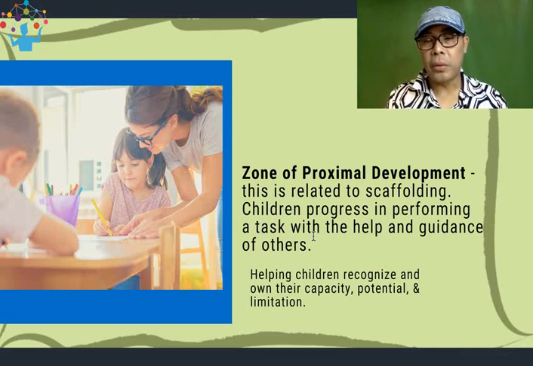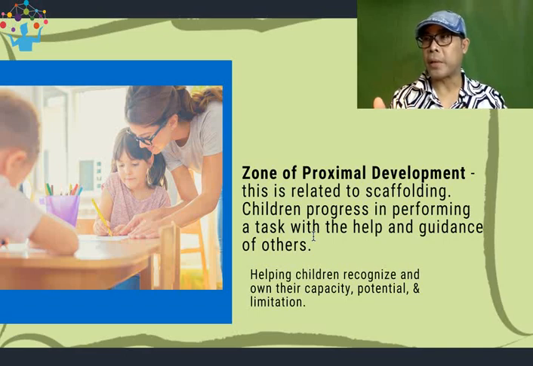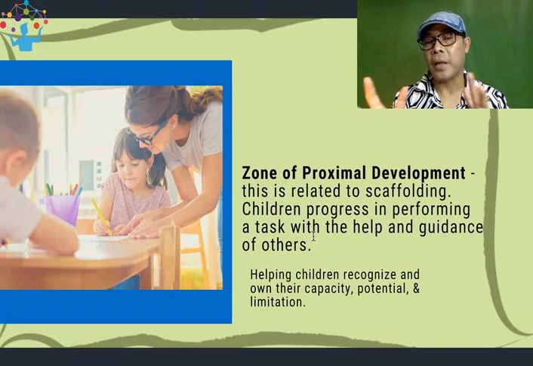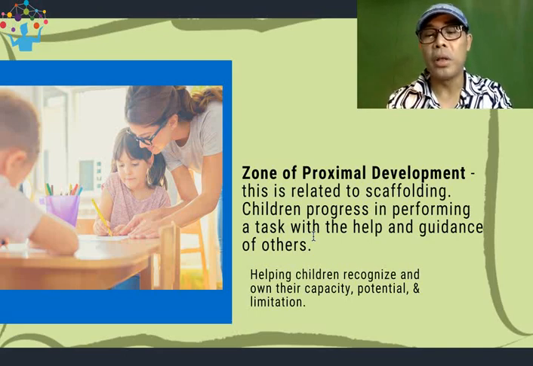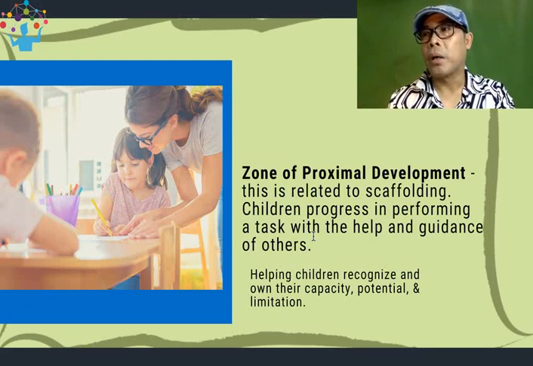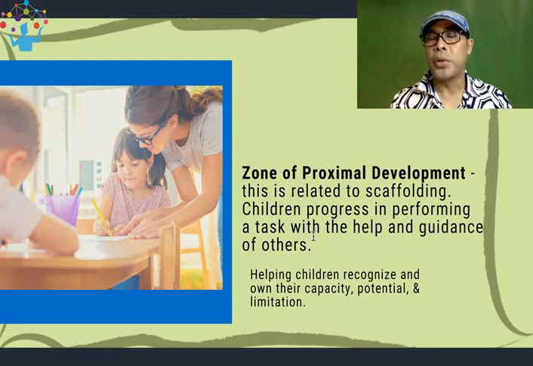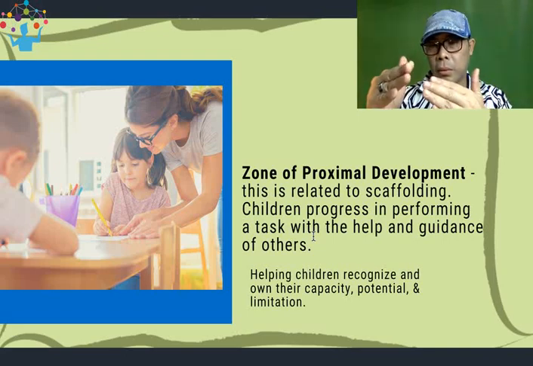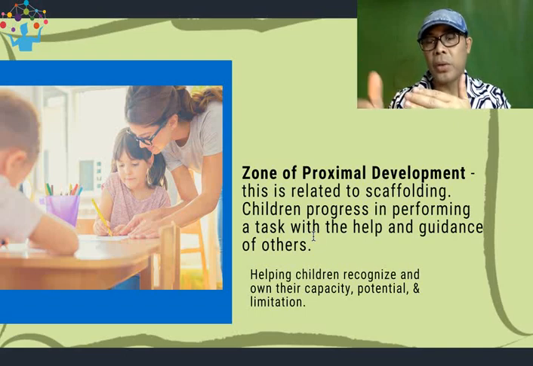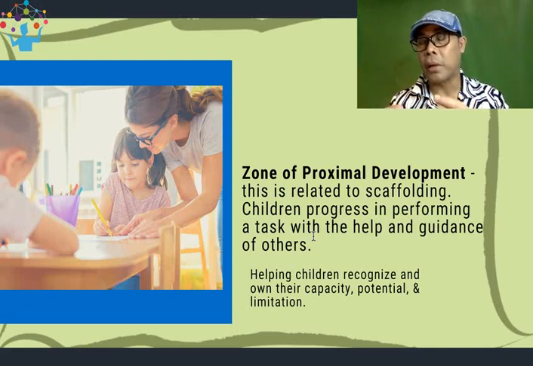that along the way, when children begin to understand, okay, so with the specific structure, with the specific steps, the children are able to really master a specific skill, right? And again, we help children recognize and own their capacity, potential, and limitation. So when we are creating an opportunity for children to target a specific skill, we also create an opportunity for children to recognize and become aware.